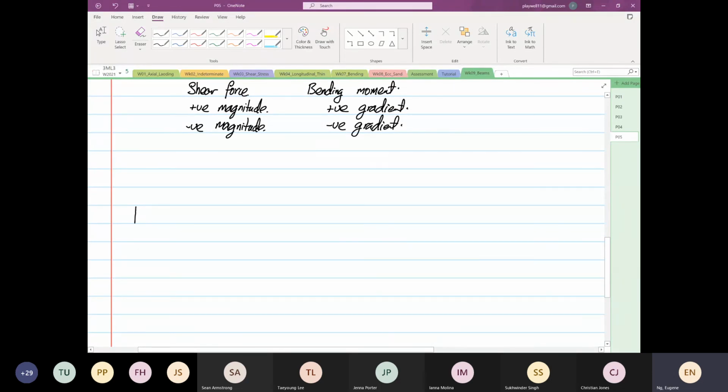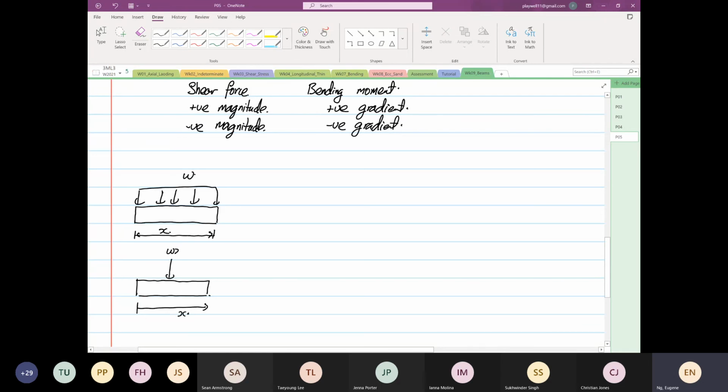So for an evenly distributed load, if this is X, and you have evenly distributed load, so this is omega. For the equivalent load, it is very straightforward. If this is X, then this will be omega X, acting at X over 2. So we know that. Now for a gradient, you have to be careful.